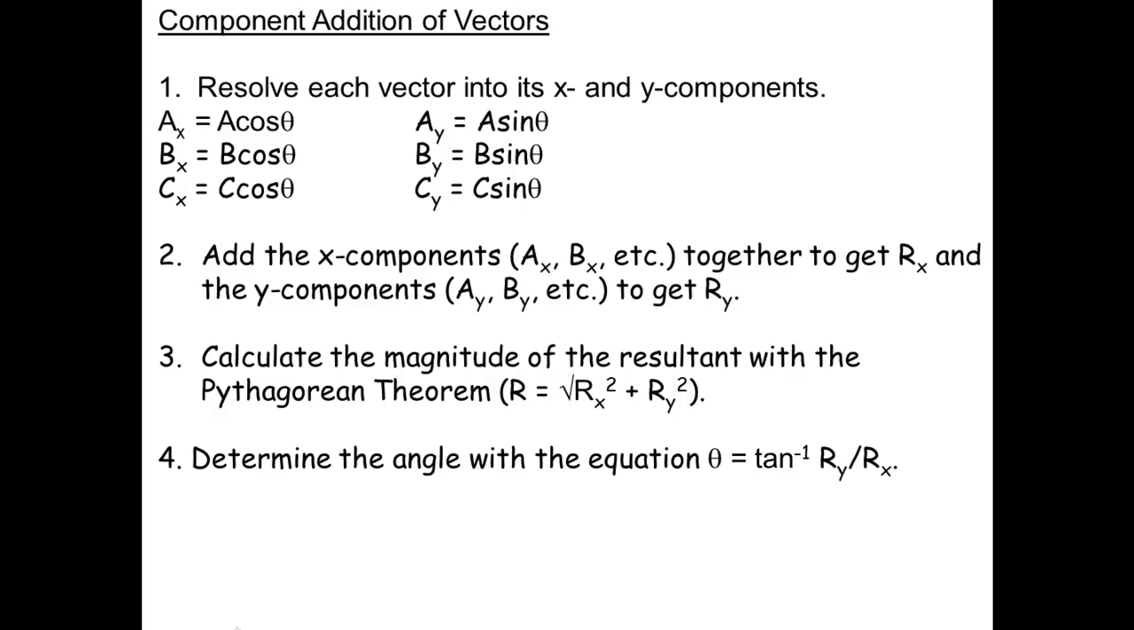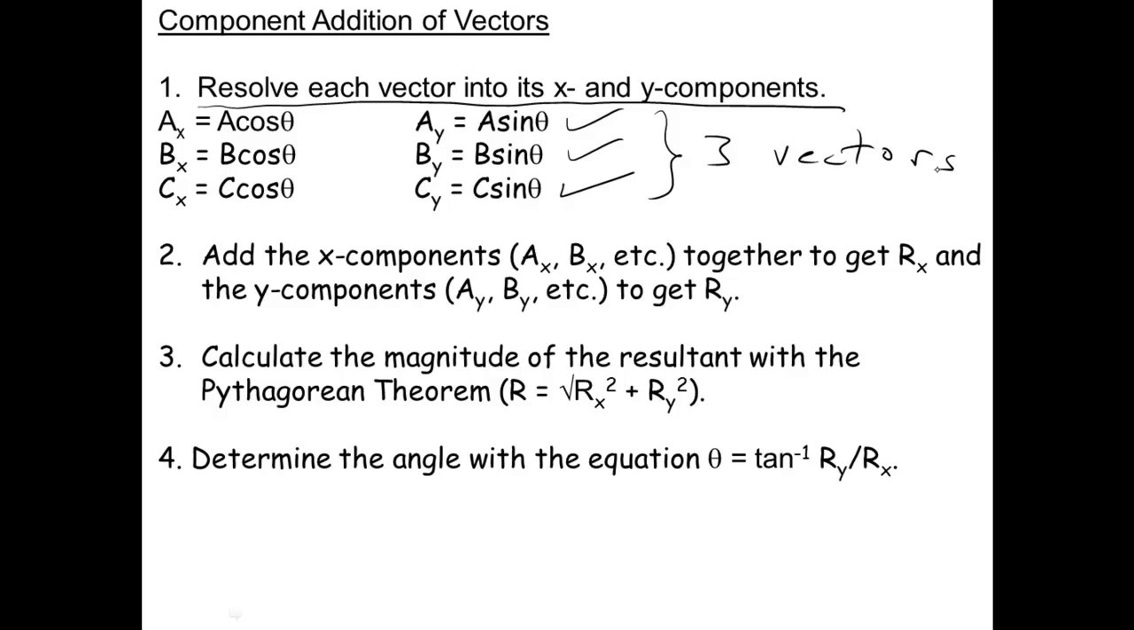All right, now, we're going to use a component addition of vectors technique to solve most of our vector problems. There are 4 steps. The first step is to resolve each vector into x and y components using these equations. Now, we would use 3 sets of these equations, the A, the B, and the C, if we have 3 vectors. But if we only have 2 vectors, we would only use the A and the B.